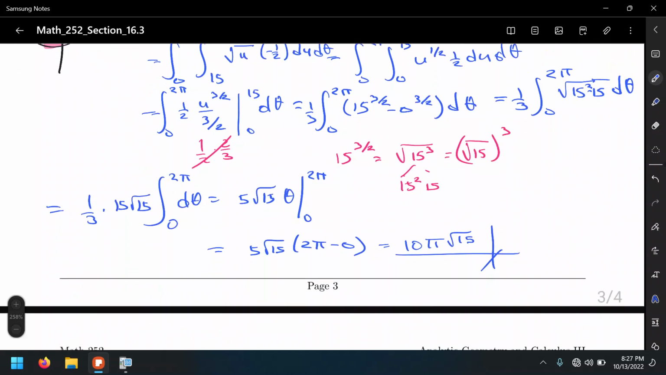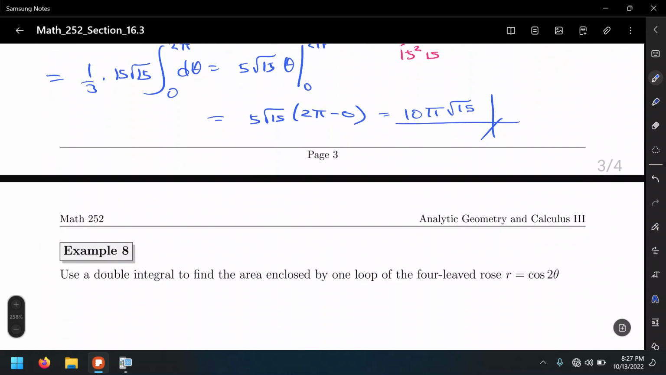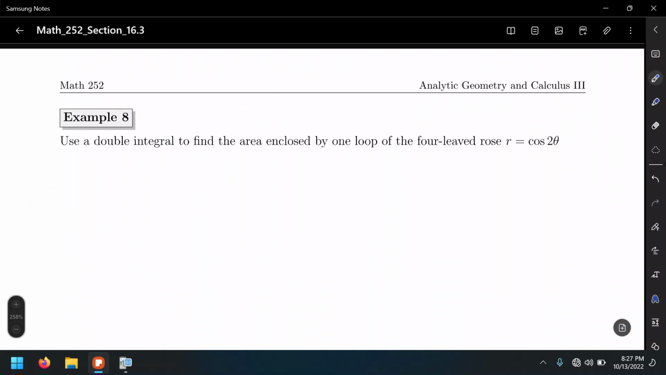All right, what's next? What's the next one? Use a double integral to find the area enclosed by one loop of the four-leaved rose r equals cosine 2 theta. Remember those from Calc 2? Finding areas of petals of flowers and cardioids and all those. Those are coming back.